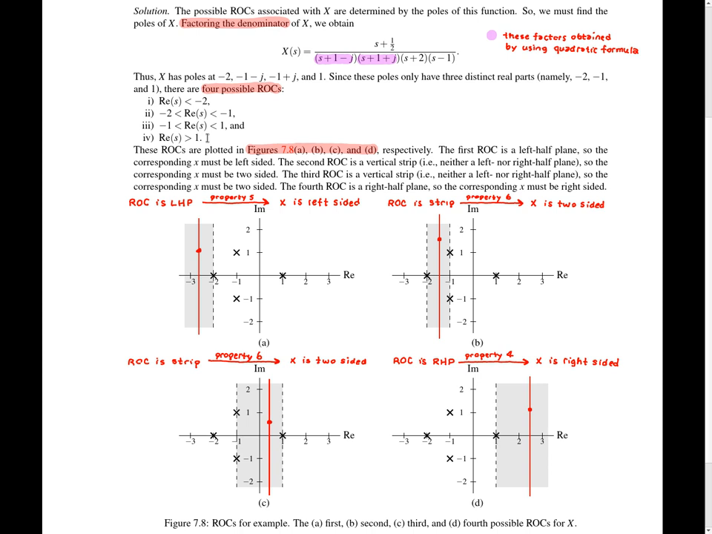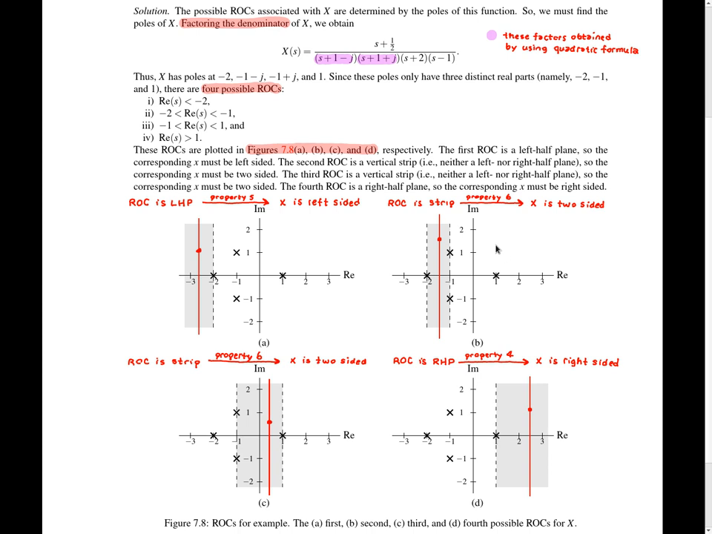Now that we've identified all of the possible regions of convergence of big X, we only need to determine whether the function little x corresponding to each of these regions of convergence is left-sided but not right-sided, right-sided but not left-sided, finite duration, or two-sided. First, let's consider the region of convergence shown in figure A. Clearly this region is a left half-plane. Since a left half-plane region of convergence is associated with the Laplace transform of a left-sided function, little x must be left-sided in this case.